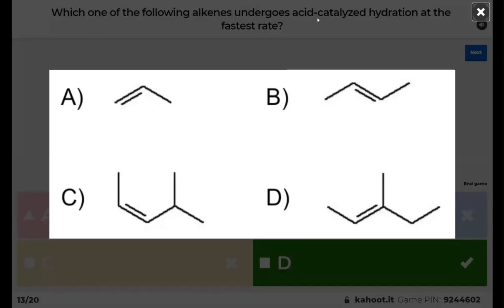So when we were using acid to hydrate an alkene, we were forming a carbocation intermediate, and choice D gives us a tertiary carbocation intermediate. So it'll be the fastest because the intermediate is the most stable.